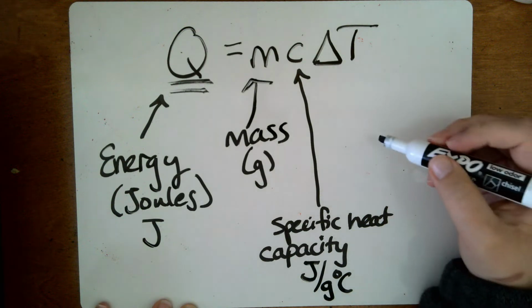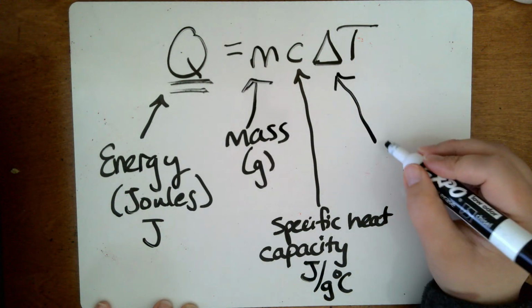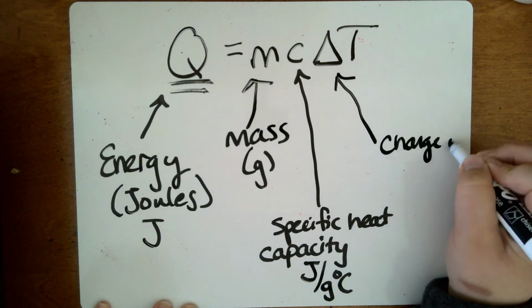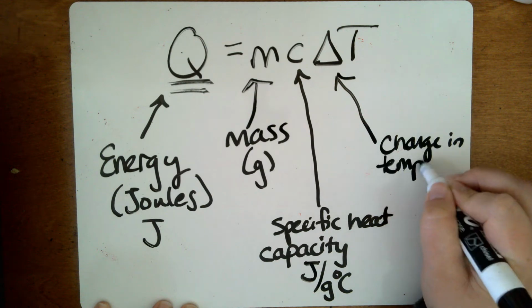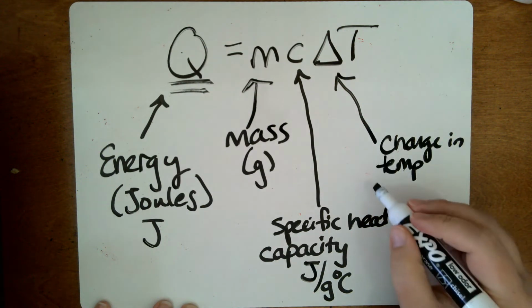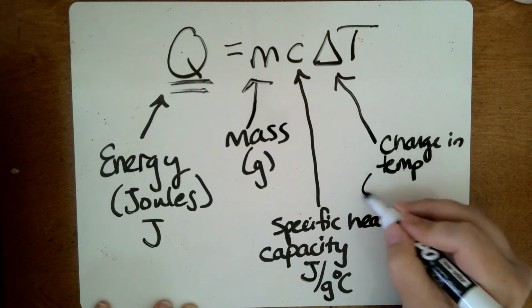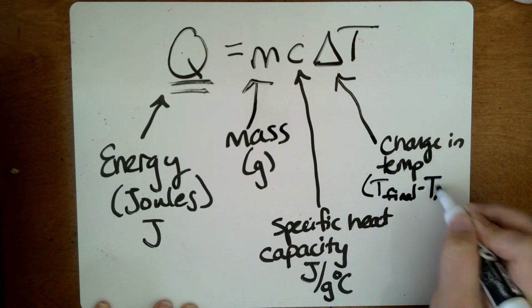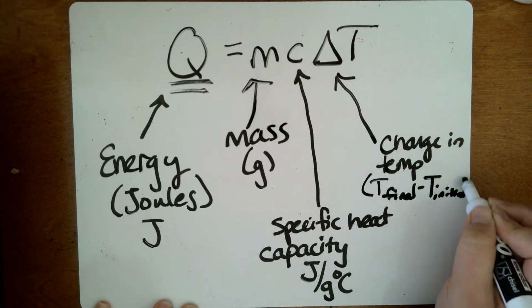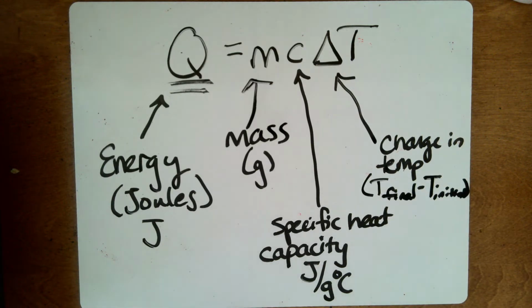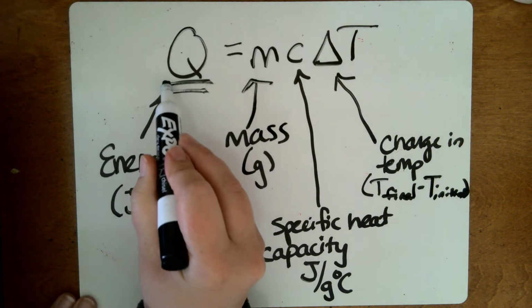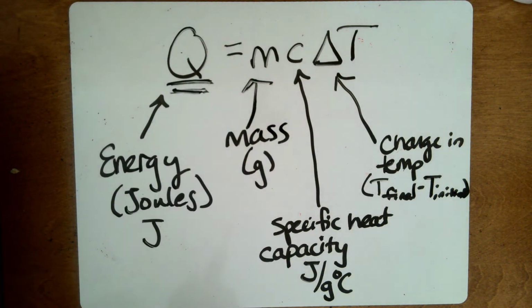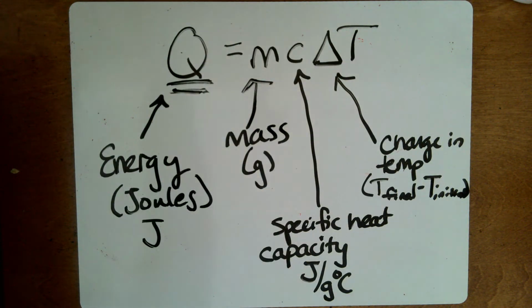And finally, delta T is the change in temperature. Sometimes you'll just be given the total temperature change and you can just use it as is. Other times you'll have to subtract the final minus the initial temperature to get that. Okay, so I'm going to give you an example of how we could find the energy of a specific change using this formula. Okay, so I have a problem on another whiteboard.